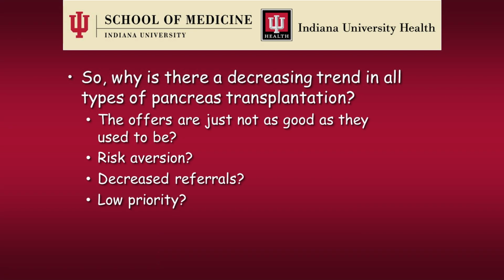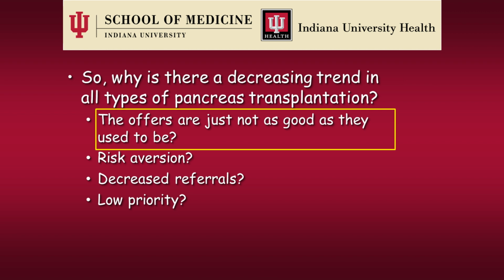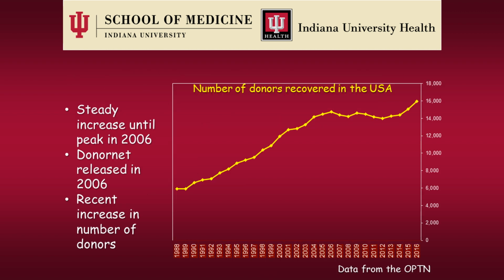During this portion of the talk, I'm going to go through several things. First of all, I'm going to talk about the offers just not being as good as they used to be. I will discuss risk aversion. I will discuss the decrease in the referral base, and then I'll discuss how pancreas transplantation has achieved a low priority compared to other organs. So first of all, the offers are just not as good as they used to be.